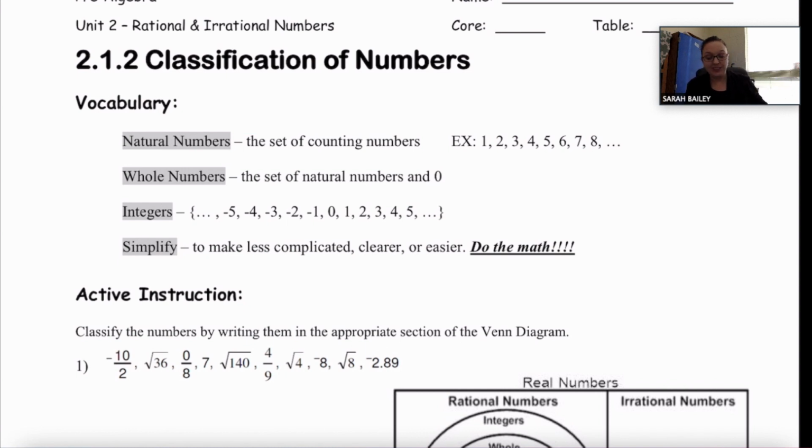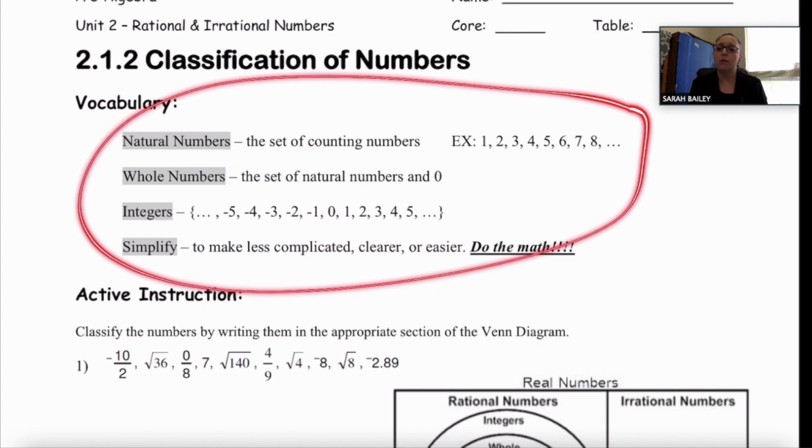So in the last lesson, we talked a little bit about natural numbers. Remember, those are the numbers that we count with. Whole numbers are all of those numbers plus 0. We talked about integers. Remember, I reminded you that integers are the whole numbers plus their opposites. And just because a number has a negative sign in front of it does not make it an integer, okay?